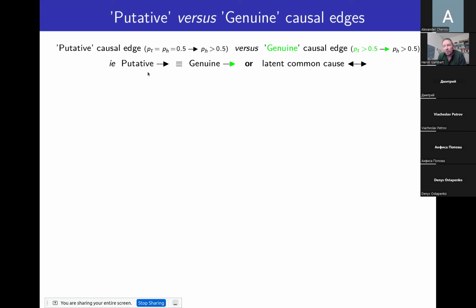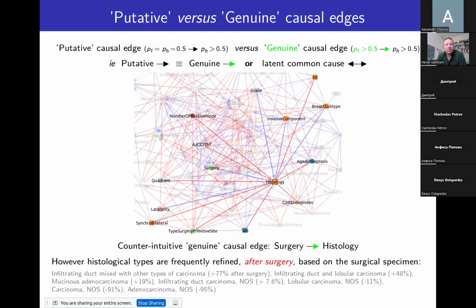Here we are analyzing these different causal edges, and I'd like to start with a counterintuitive edge before showing you some more obvious causal edges. This counterintuitive edge here, a genuine cause, concerns the relation between surgery and histology.